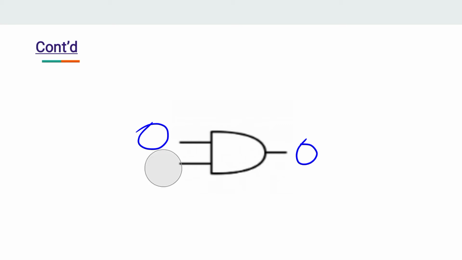And the second possibility is if one input is 0, nothing but low, and the next input is 1, then the output is 0. Then the third possibility is one input is 1 and another input is 0, then the output is 0. The last possibility is if both the inputs are high or 1, then the output is high. So this is about the AND gate operations.